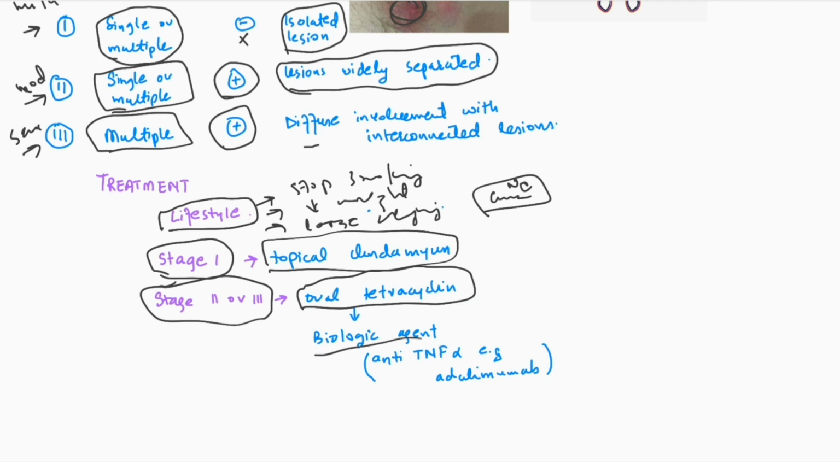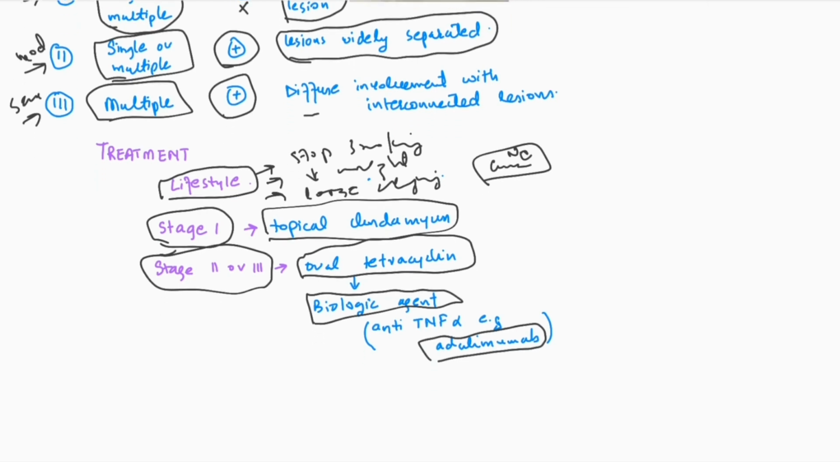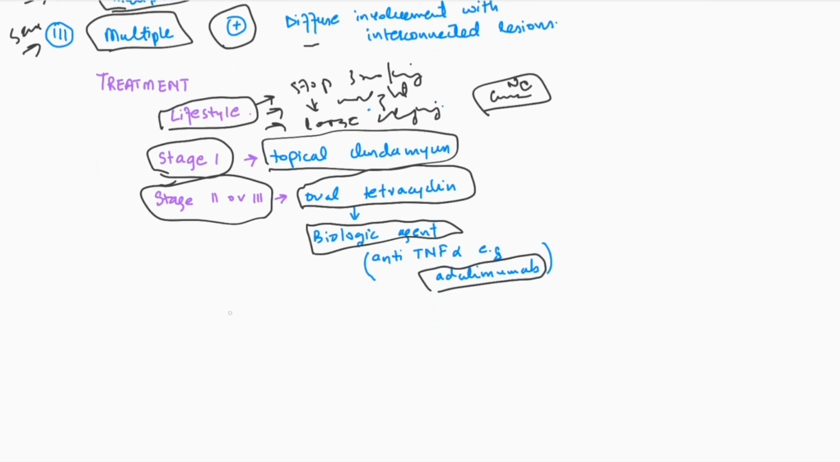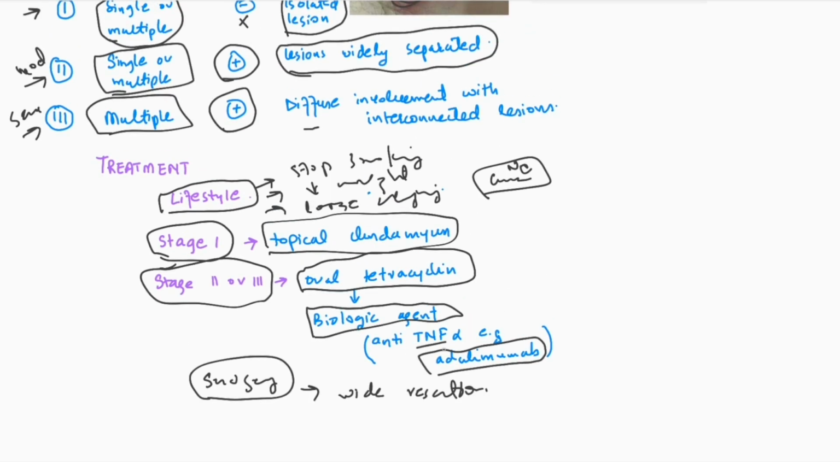And if that doesn't work, in very advanced disease, you can give biologic agents like anti-TNF, for example, adalimumab. Another step that you can take is surgery. If it is not responsive to any of the above treatments, and it's a really advanced disease, then you can do wide resection. But remember, there is no cure. This is all just symptomatic treatment. Because TNF and everything is involved, this is why the biologic agents are effective, but they're given late in the disease.